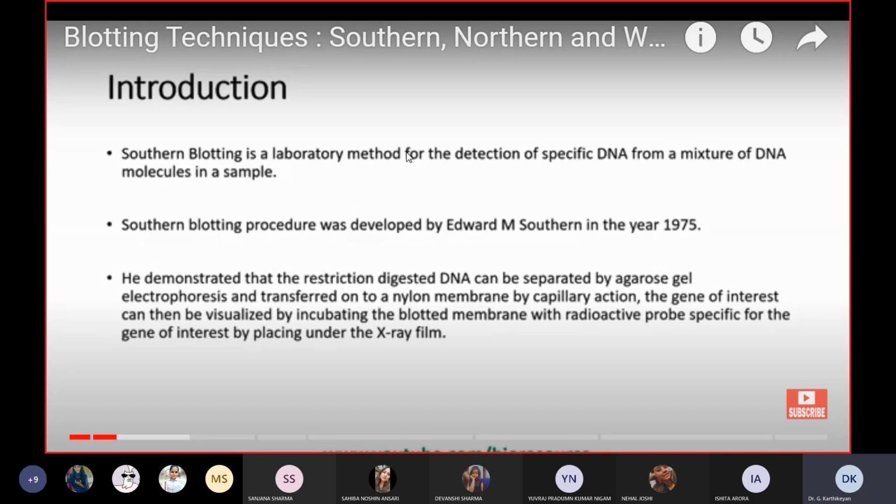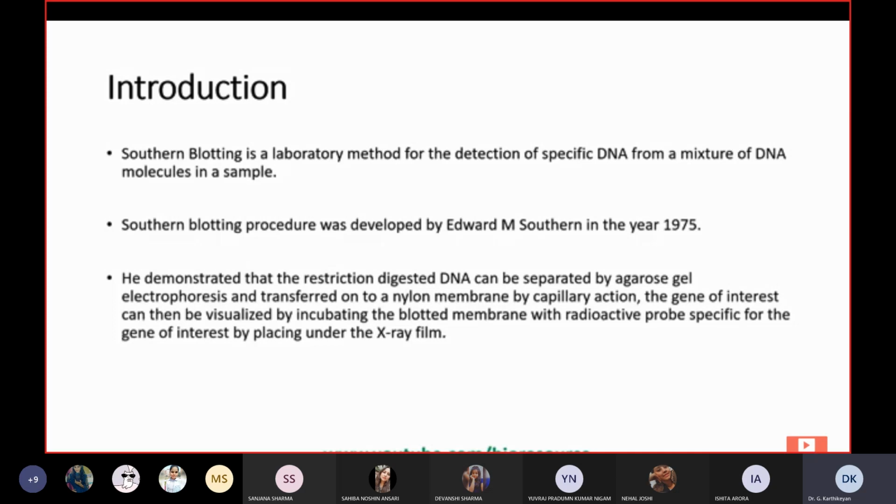In the year 1975, he demonstrated that the restriction digested DNA can be separated by agarose gel electrophoresis and transferred onto a nylon membrane by capillary action. The gene of interest can then be visualized by incubating the blotted membrane with a radioactive probe specific for the gene of interest and placing it under the X-ray film.